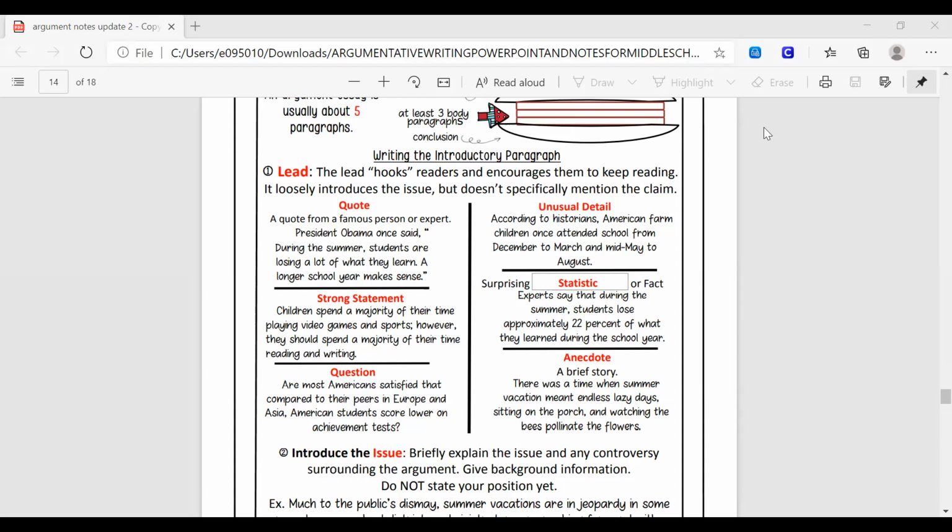A question that grabs your reader's attention and makes them want to keep reading more. Our next blank, we're going to go straight down that right side now, is unusual detail. According to historians, American farm children once attended school from December to March and mid-May to August. So that's an unusual detail, and it's a fact, based on when crops would grow, because it mentions farm children.